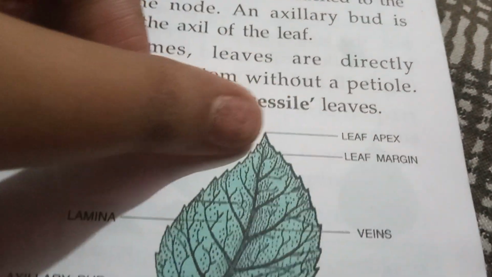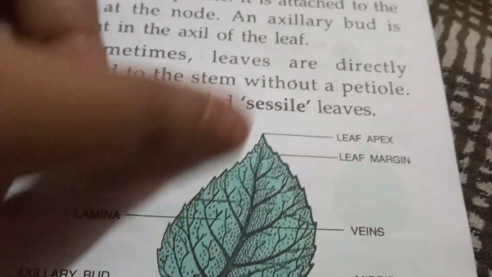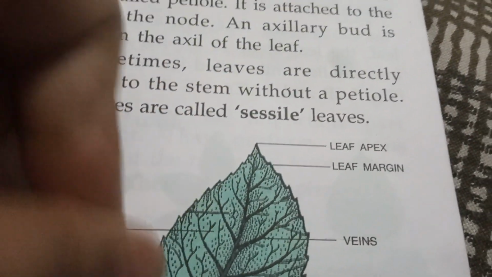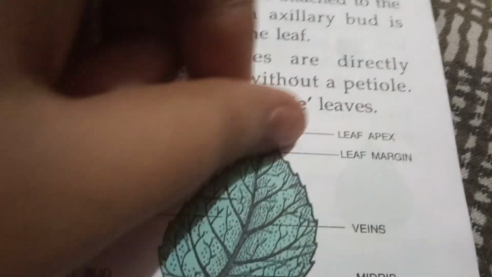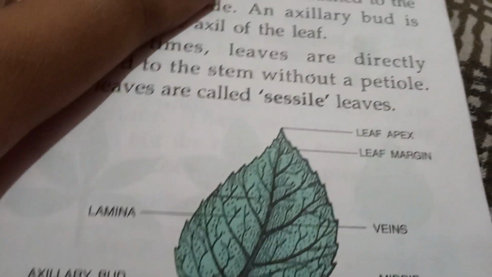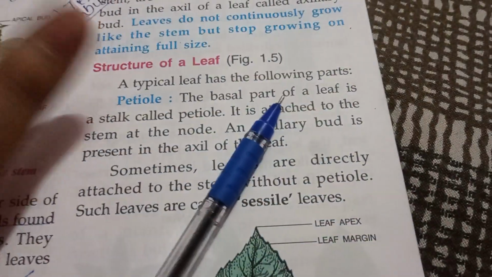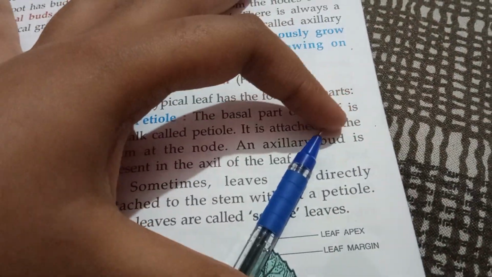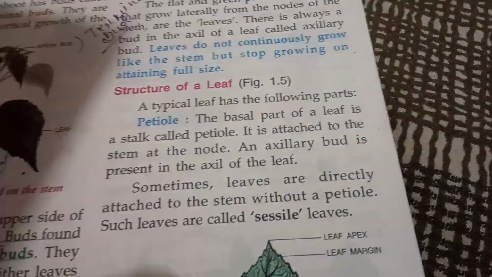Leaf margin is this. Look, there are spine-like margins. So this is called the leaf margin. Then there is the leaf apex. The leaf apex is the tip of the leaf. Such as, this is a leaf, so the apex will be this.